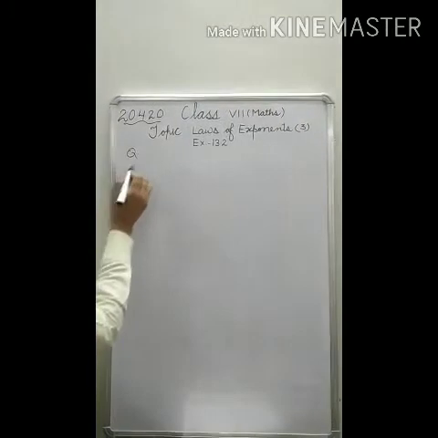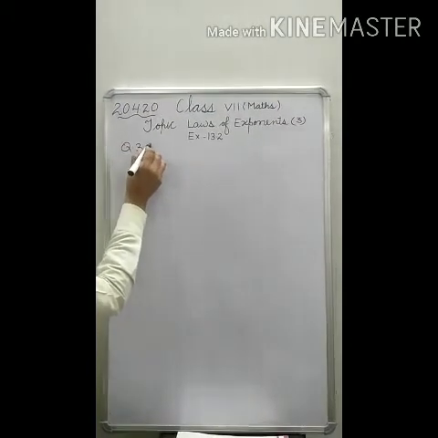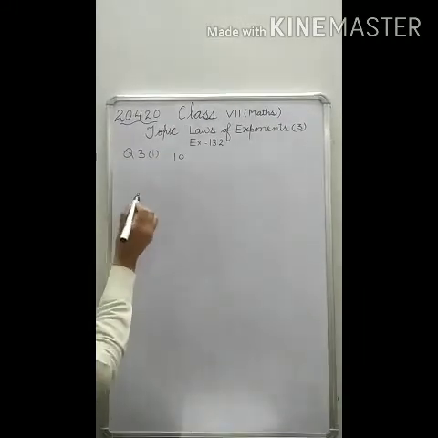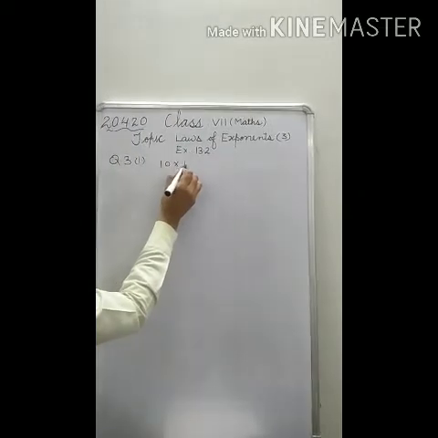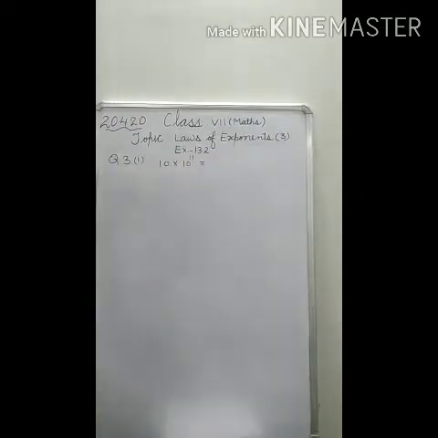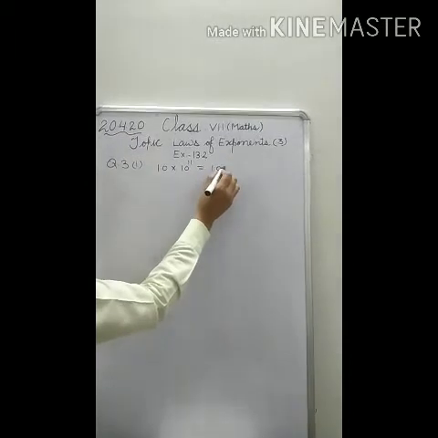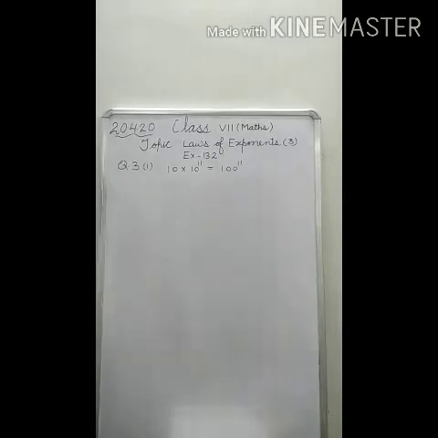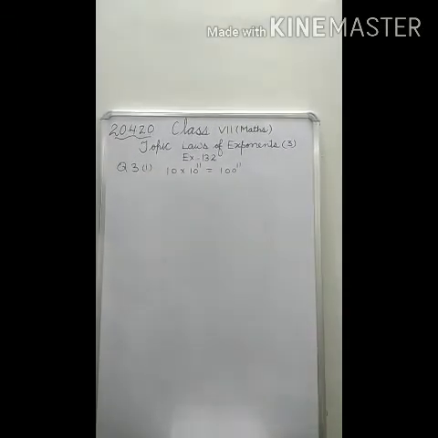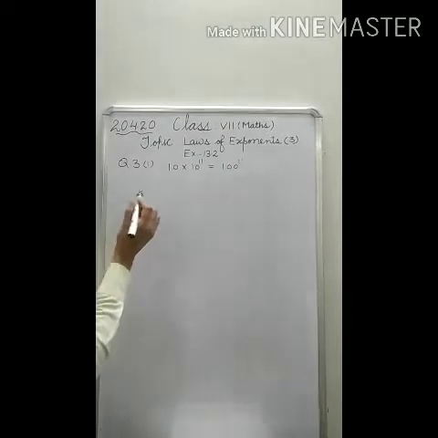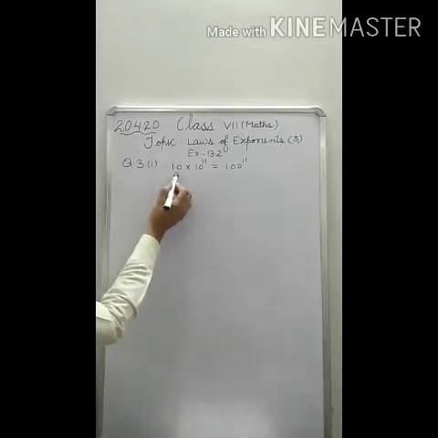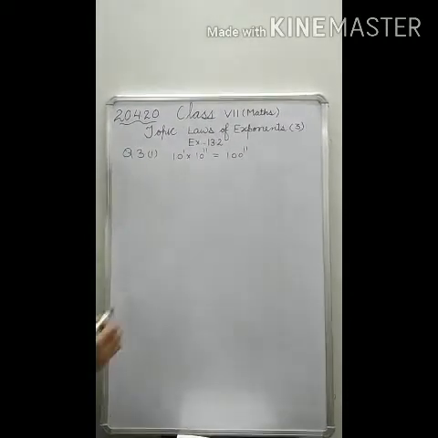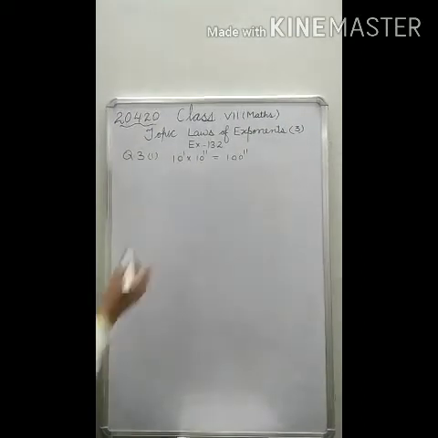In question number 3, first part, we have 10 raised to the power 2 multiplied by 10 raised to the power 11 is equal to 100 raised to the power 11. We have to say true or false about this and justify the answer. When we solve, you see both the bases are the same, and the power 10 can be written as 10 raised to the power 1. So the powers are different and the bases are the same.